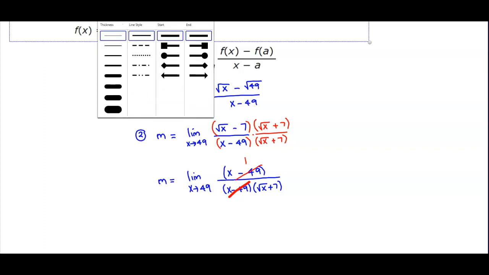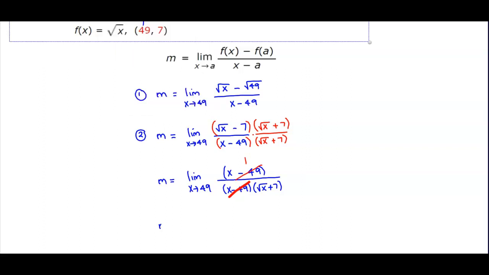And so therefore we get m, which is equal to the limit as x approaches 49 of 1 over the square root of x plus 7. Okay, so now we're going to be able to apply the limit. So it's going to be 1 over the square root of 49 plus 7, which is equal to 1 over 7 plus 7, which is equal to 1 over 14.